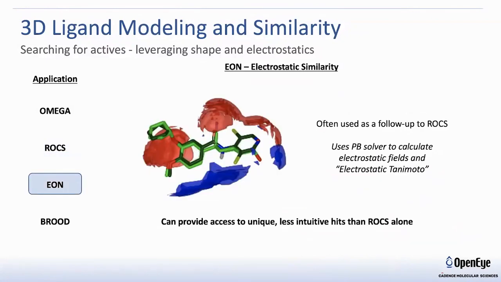Along these lines, EON is a program that is often deployed as a follow-up to ROCS in order to rescore the ROCS alignments with electrostatic fields calculated using the ZAP toolkit in place of the color heuristics that we use as a part of ROCS. This electrostatic Tanimoto can be used to help identify particularly unique compounds within a database independently or in conjunction with the other ROCS scores to further evaluate your hit lists and aid in compound selection.